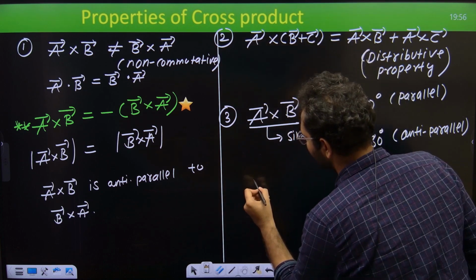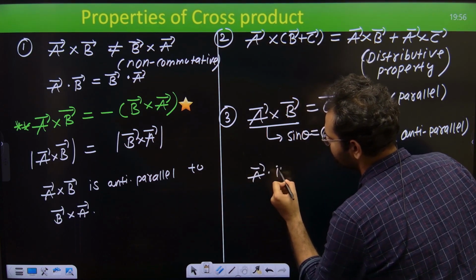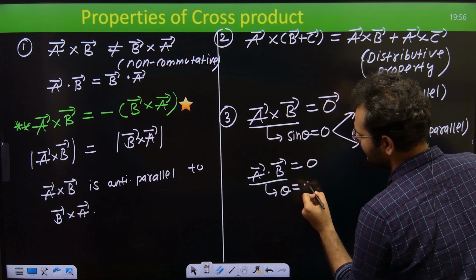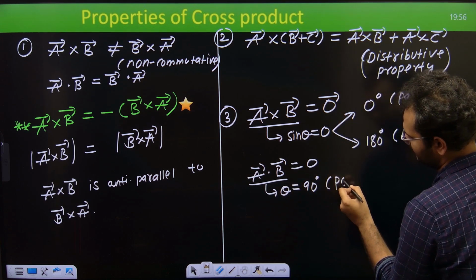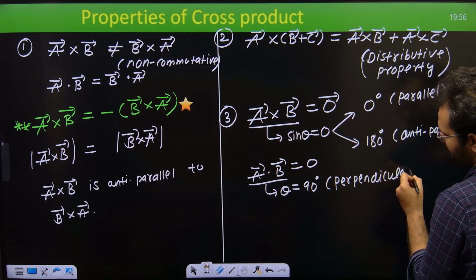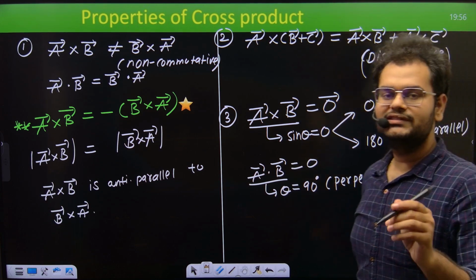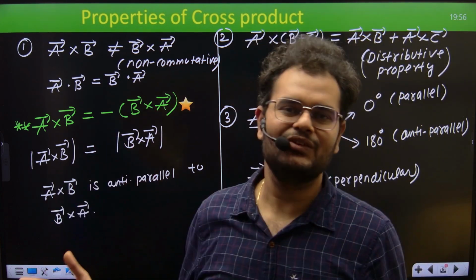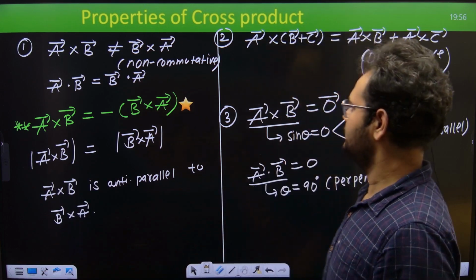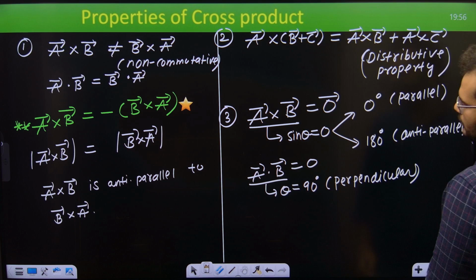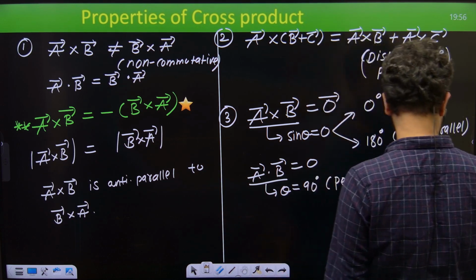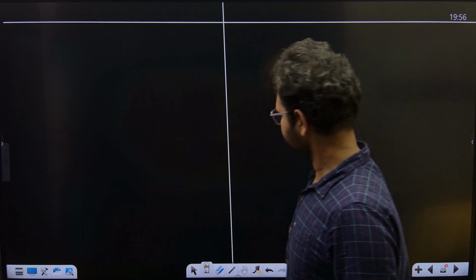But the dot product is 0, you tell me when the dot product was 0. The dot product was 0 when theta was equal to 90 degrees. That means two vectors were perpendicular, sir. You must remember in this fashion. Always remember, the cross product is 0 when it is parallel or anti-parallel. Excellent, extraordinary. Okay, sir, what is the fourth property? No, I will not tell you, because we will tell that on the next page.